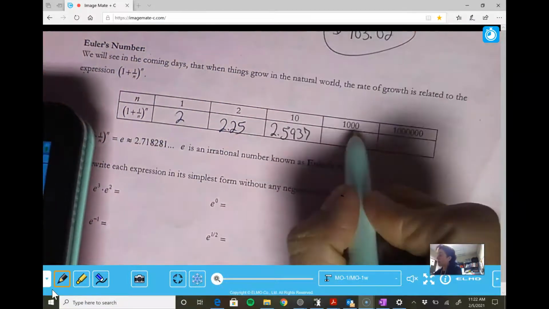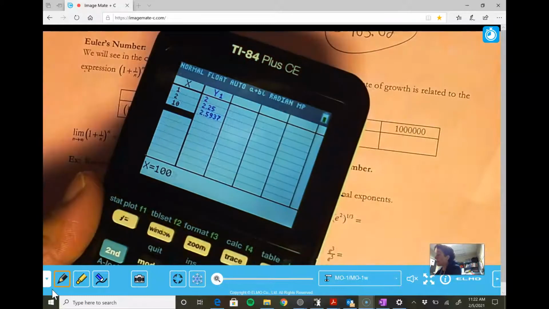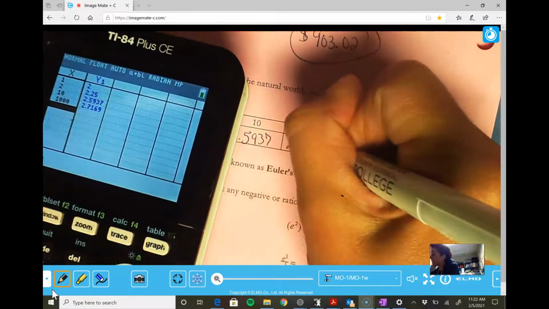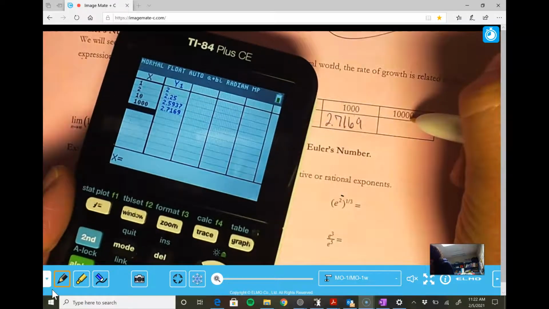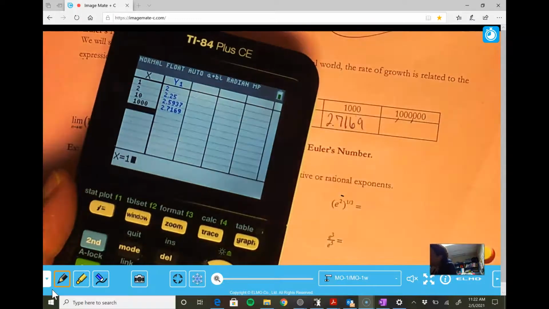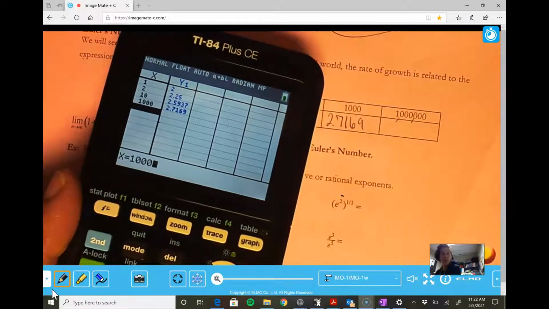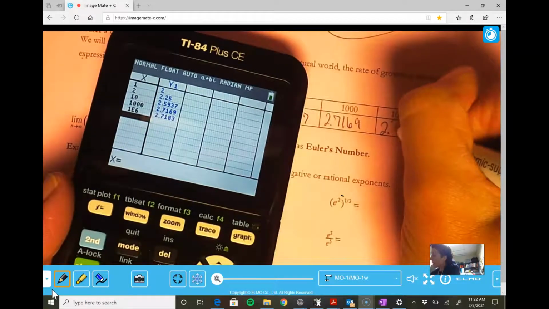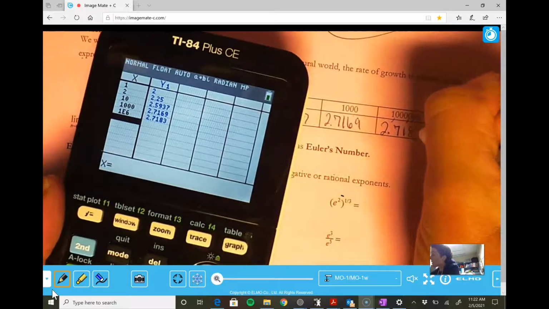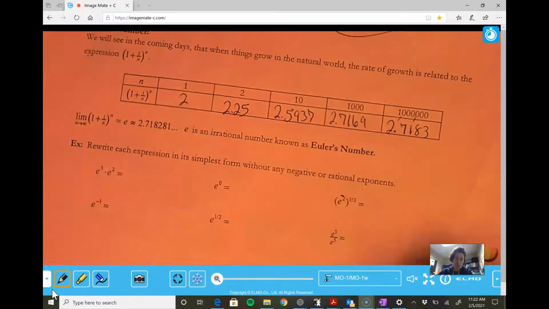And now we're going to make a pretty big jump in time, 1,000. And you get 2.7169. And now we're really going to jump and put in 1,000,000. So 1, and I put 1, 2, 3, 4, 5, 6 zeros. And what he realized is that the bigger that number got, the closer this number stayed to the same value. And so since he realized this, he called this Euler's number.